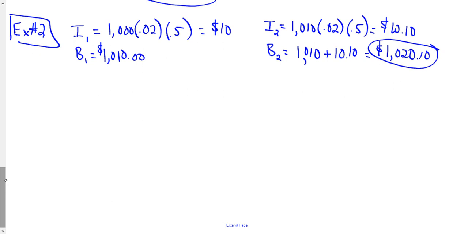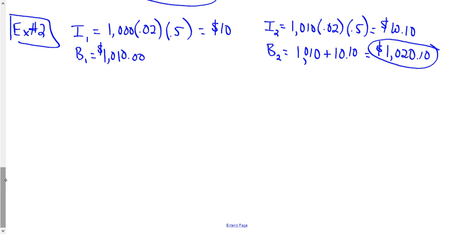They do the exact same thing, but starting with 4,000 compounded semi-annually. You get the idea? Here's the interest in the first 6 months. And then we use that balance to get the interest for the next 6 months and add it, get the new balance, okay?